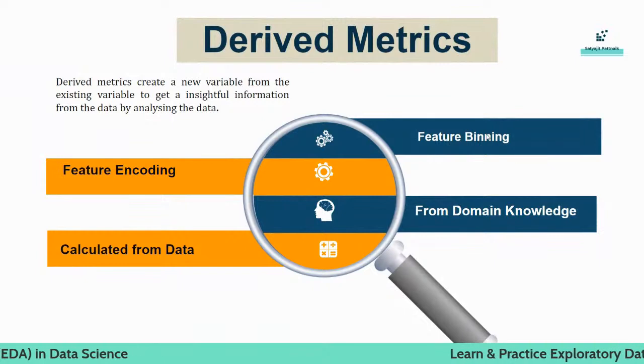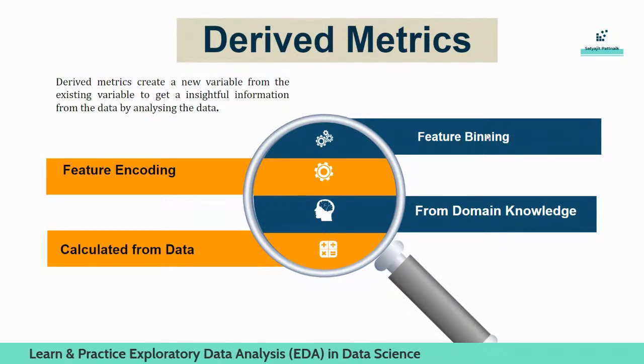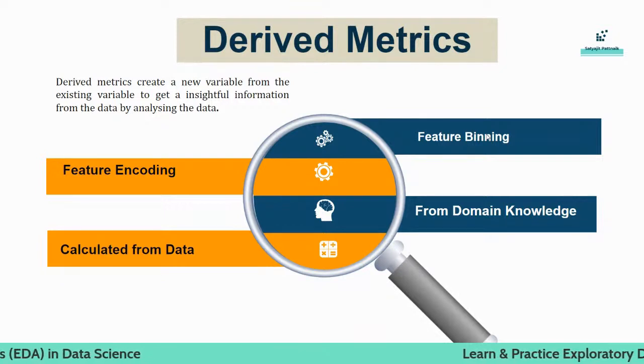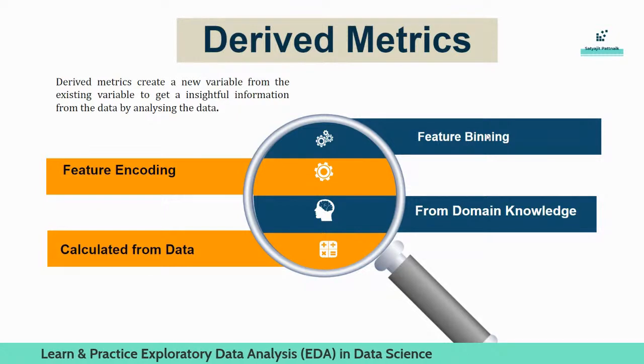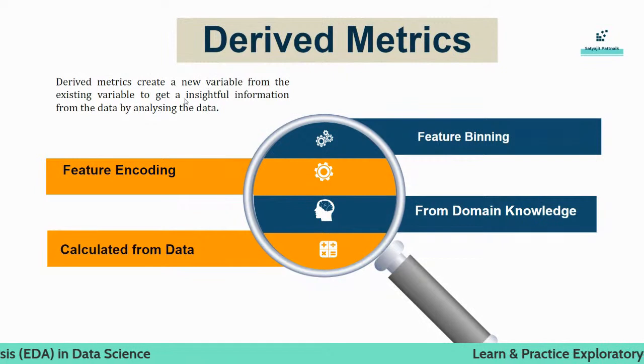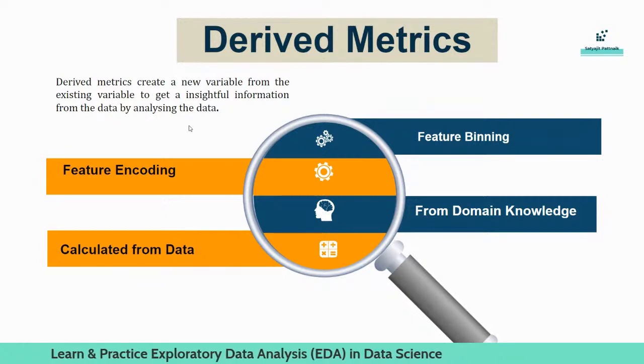Derived metrics also I have explained. Derived metrics are when you derive some columns from existing columns. For example, I talked about age, right? Age is a numerical column. When we tried to analyze it over a bar chart, it was very difficult. So what we did is we converted the age into bins, right? So these are some derived metrics. Derived metrics create a new variable from the existing variables to get insightful information from the data by analyzing the data. Sometimes you also have to combine columns.